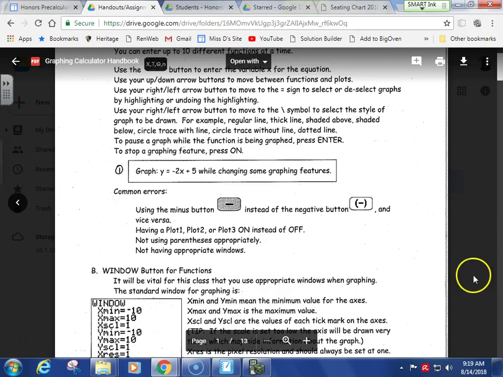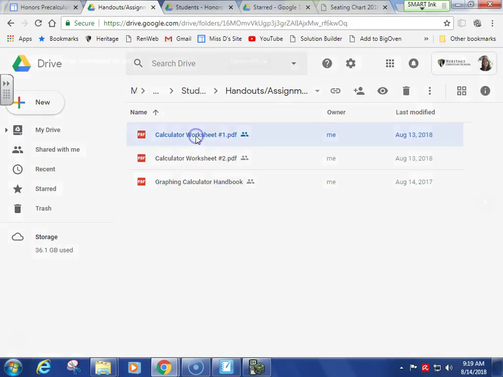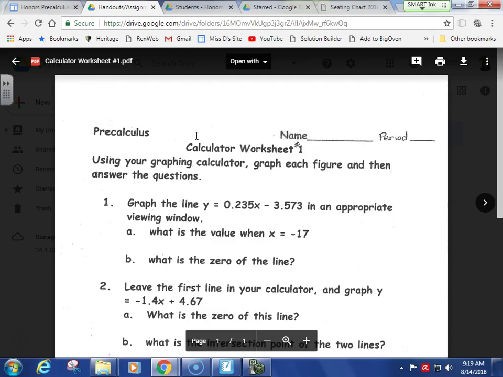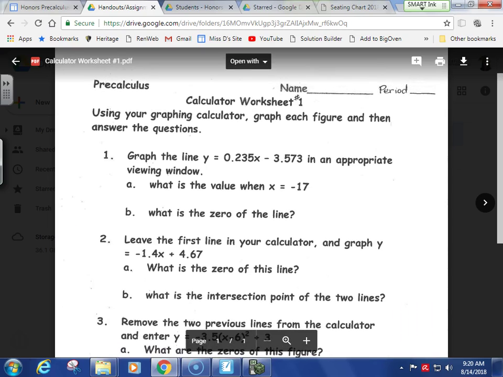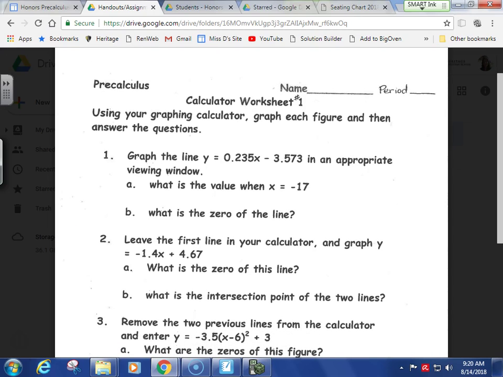Last night, what were you guys supposed to be working on? Okay, calculator worksheet number 1. If I just gave this to you and said, hey, go have fun, can someone find one of the problems that could have been a struggle? If I didn't give you the handbook, I just said, you have a calculator, here's homework, come back tomorrow. Is there any place that you or someone in your group might have gotten stuck?